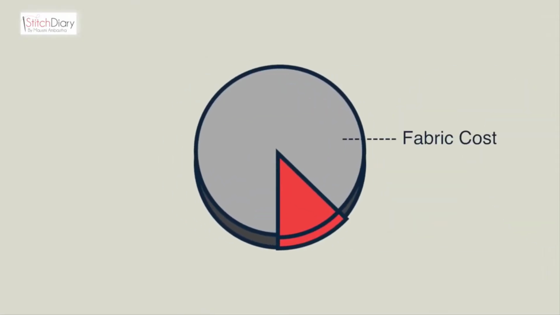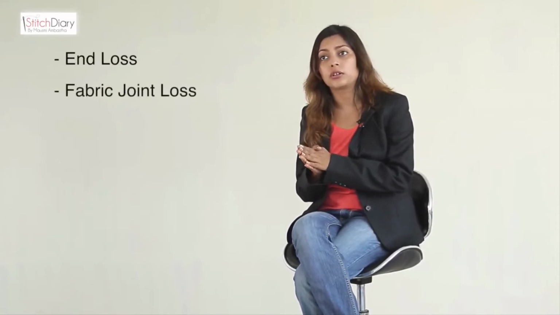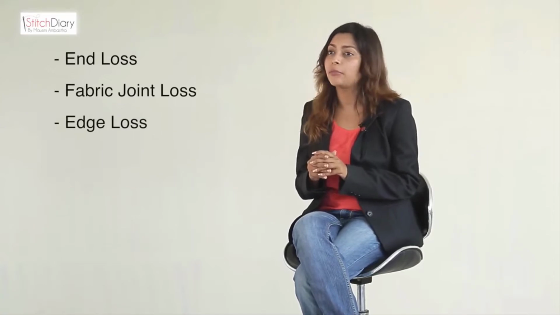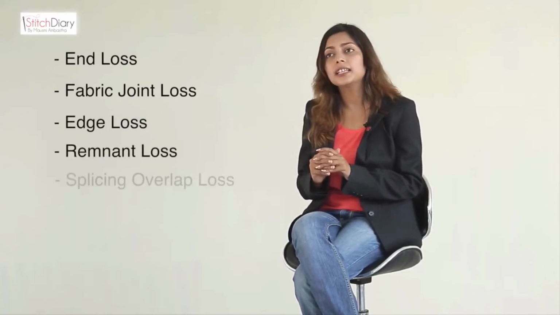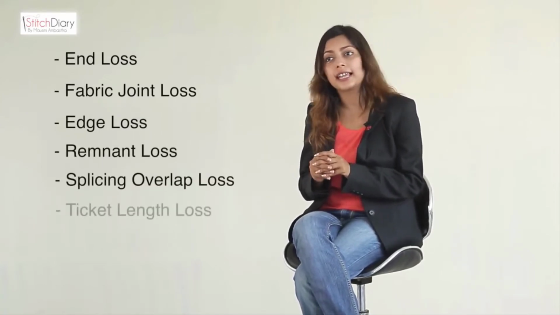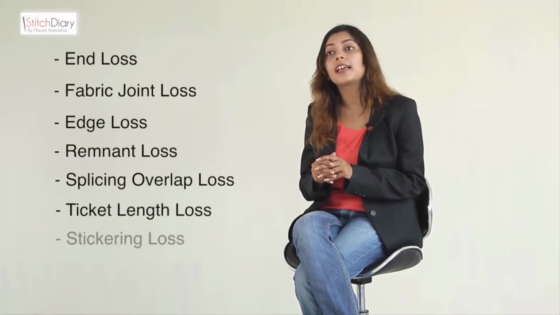70% of the garment cost is just fabric, so why don't we focus on reducing it? In a garment factory, there are 8 kinds of fabric losses that are seen on the cutting room floor, and in this video we are going to discuss all of them. They are end loss, fabric joint loss, edge loss, end bit and remnant loss, splicing overlap loss, ticket length loss, stickering loss, and cutting edge loss. So now let's understand these wastes one by one.